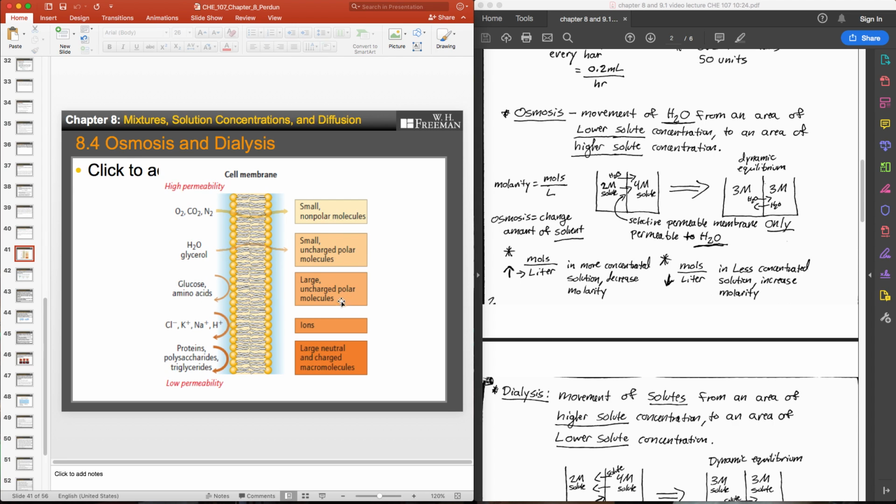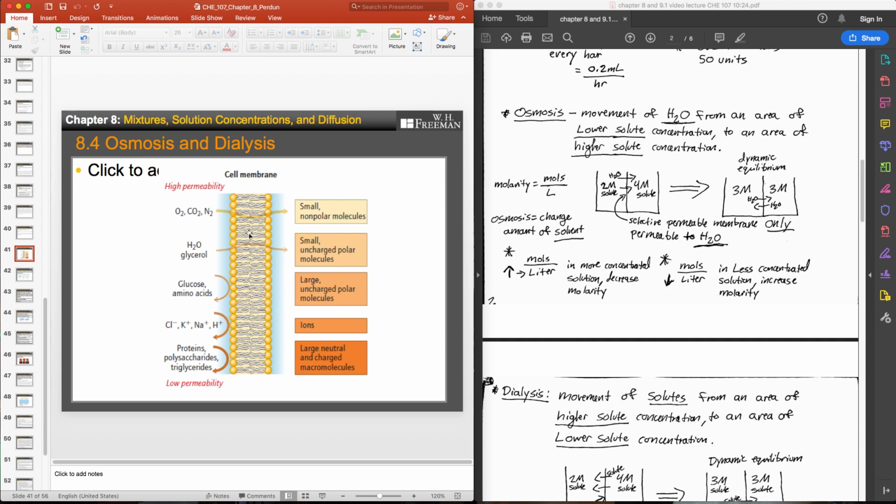Large, uncharged polar molecules are way too big. They can't get through the cell membrane. And we'll talk about why polarity matters in the cell membrane. Really, just briefly, the heads on the outside, you can see my cursor coming through, the heads on the outside are polar, and then the inside of the cell membrane is nonpolar. And so therefore, it has to be able to dissolve in the nonpolar environment of the cell membrane in order to pass through.